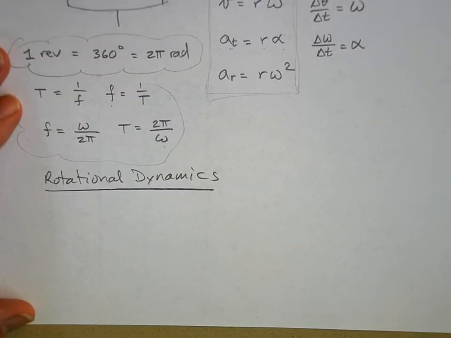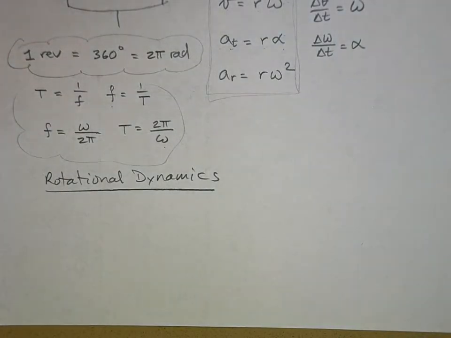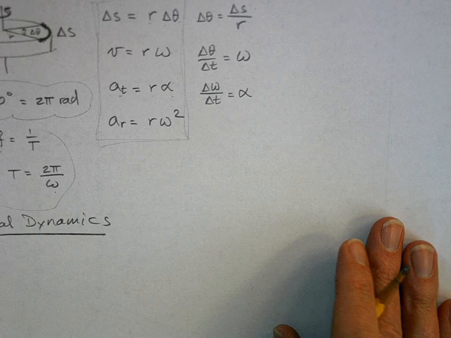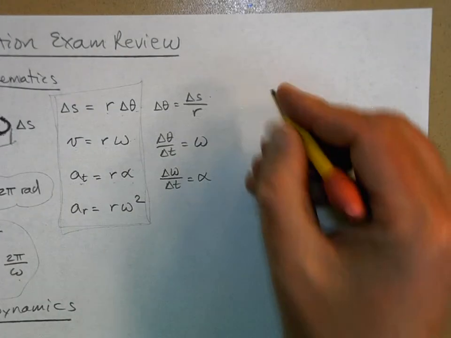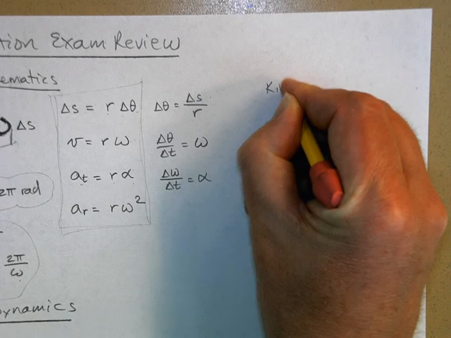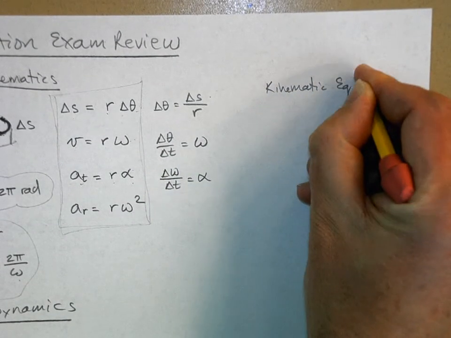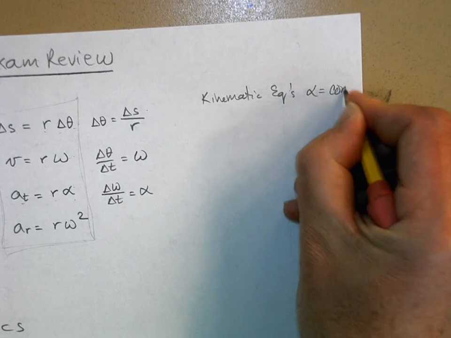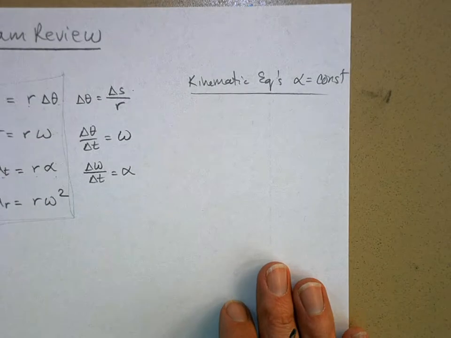And what causes objects to angularly accelerate? Well, I'm sorry. You know what? I could fit it over here instead. Before we get to rotational dynamics, we have the kinematic equations, where the angular acceleration is a constant. This is all still under rotational kinematics.